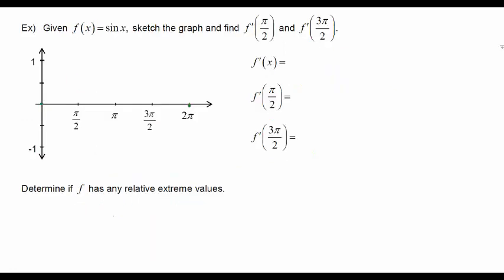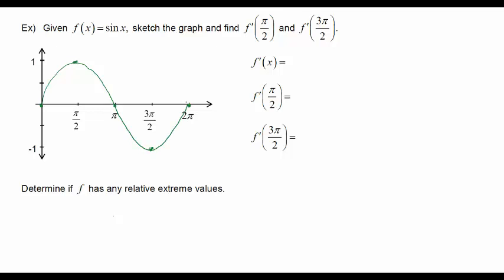Given f of x equals sine x, sketch the graph and find f prime of pi over 2 and f prime of 3 pi over 2. So let's sketch the sine graph. As you guys know, sine of 0 is 0, sine of pi over 2 is 1, sine of pi is back to 0, at 3 pi over 2 it is negative 1, and then at 2 pi, it's back to 0. So this is what the famous sine graph looks like. And I'm sure you guys all remember this.